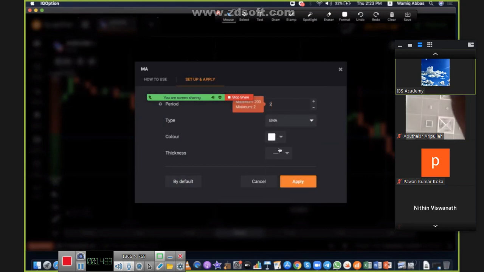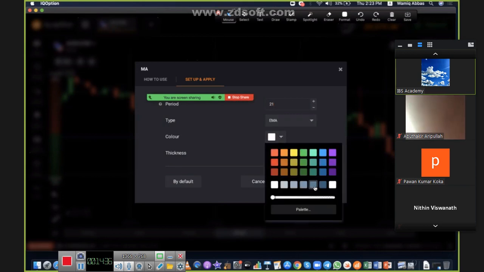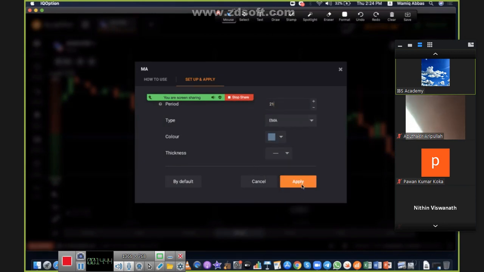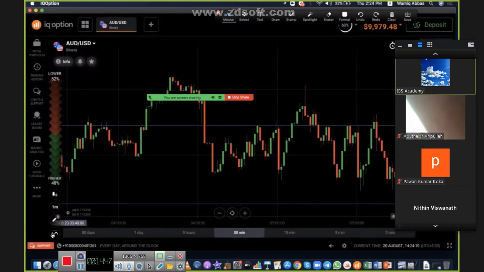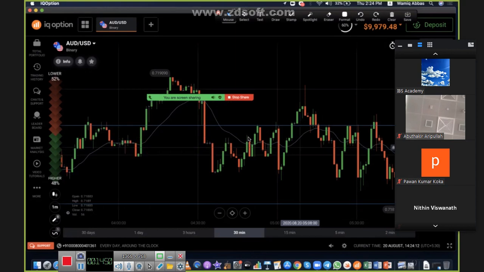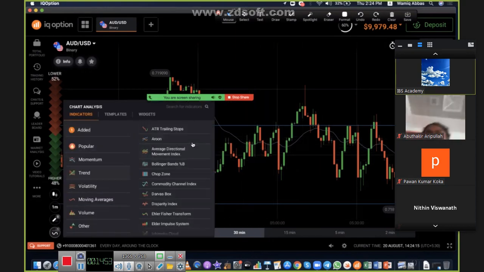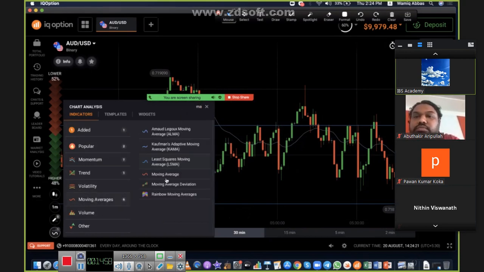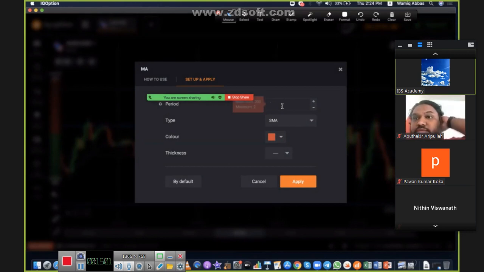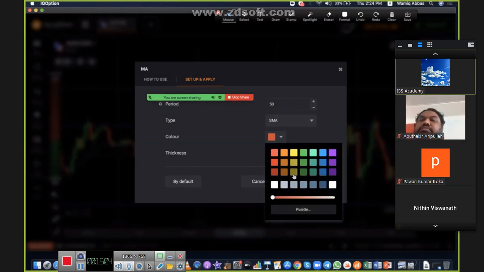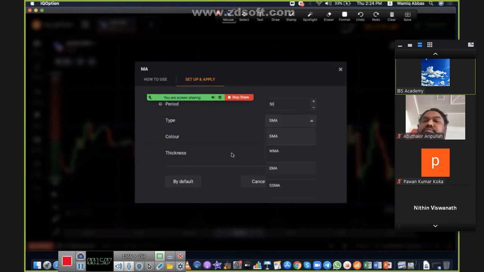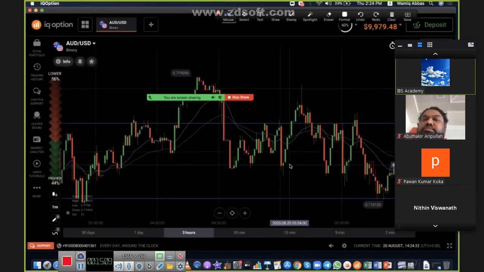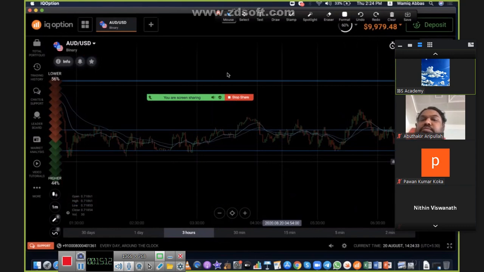The first will be the 21 period. You can select any light color. Make sure you select a light color because that should not distract you from the price action. It is just for your little reference. I'm using a very light color. This is my recommendation, it will be easy. Here is the moving average. Select moving average and next will be the 50 period. You can select the same color also, because we are not using this as a strategy, we're just using this as a help for SNR. So I have installed two moving averages.